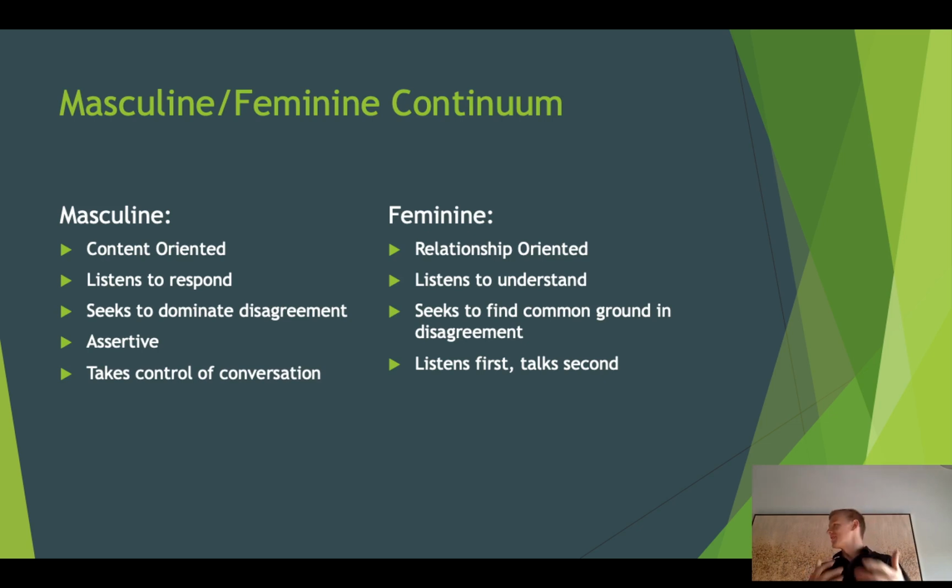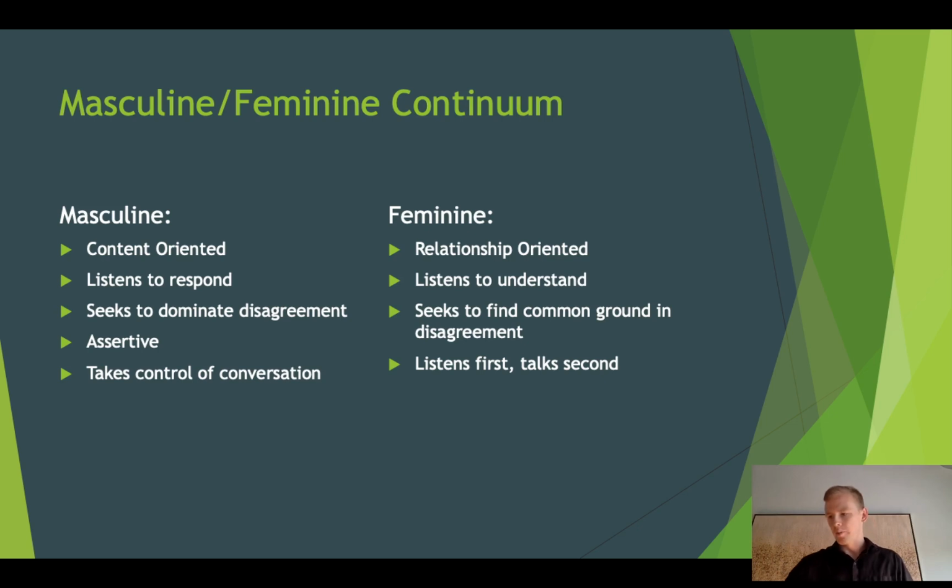Now, something that's cool and that we usually talk about in class is, is one of these better than the other, right? Do you think people who are better listeners and communicators are feminine or masculine? Right? Somebody who's masculine, they're content-oriented. They listen to respond. They seek to dominate disagreement. They're assertive and they take control of the situation. Those last two really go together. Right? Somebody who's feminine in the way they listen and communicate. They're probably relationship-oriented. They listen to understand. They seek to find common ground in disagreement, and they listen first and talk second.